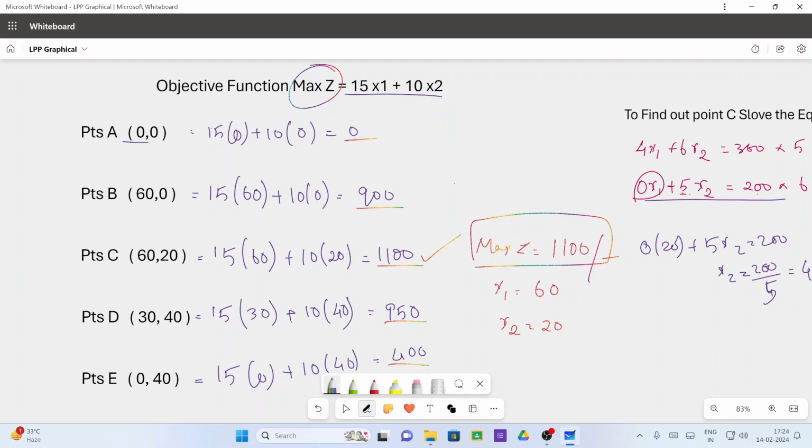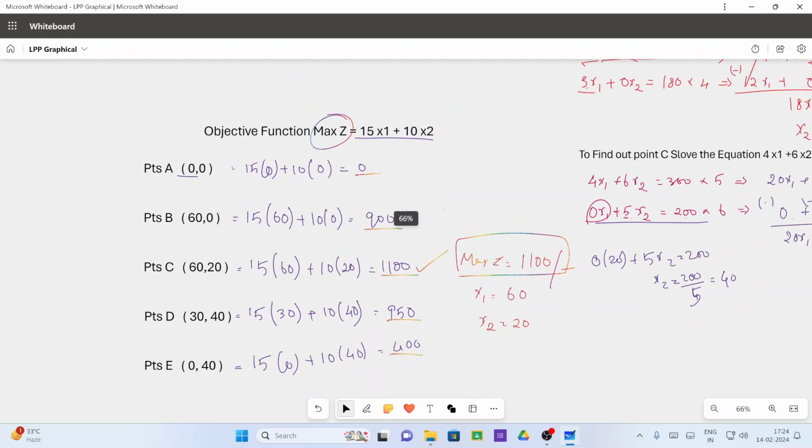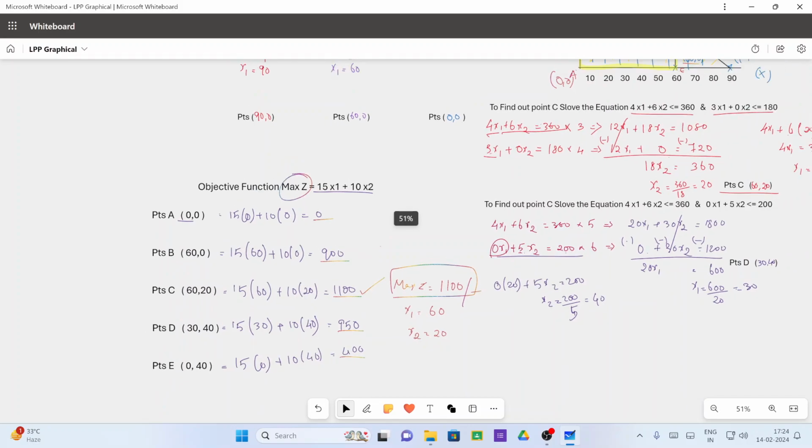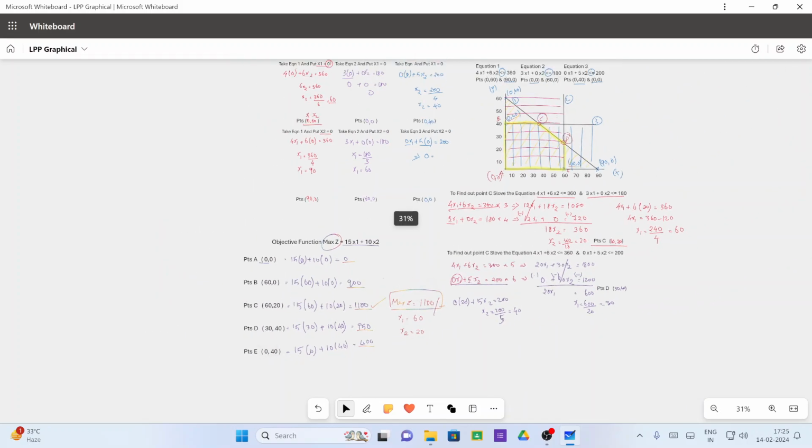So this is how we are going to solve the linear programming problem by using the graphical method.